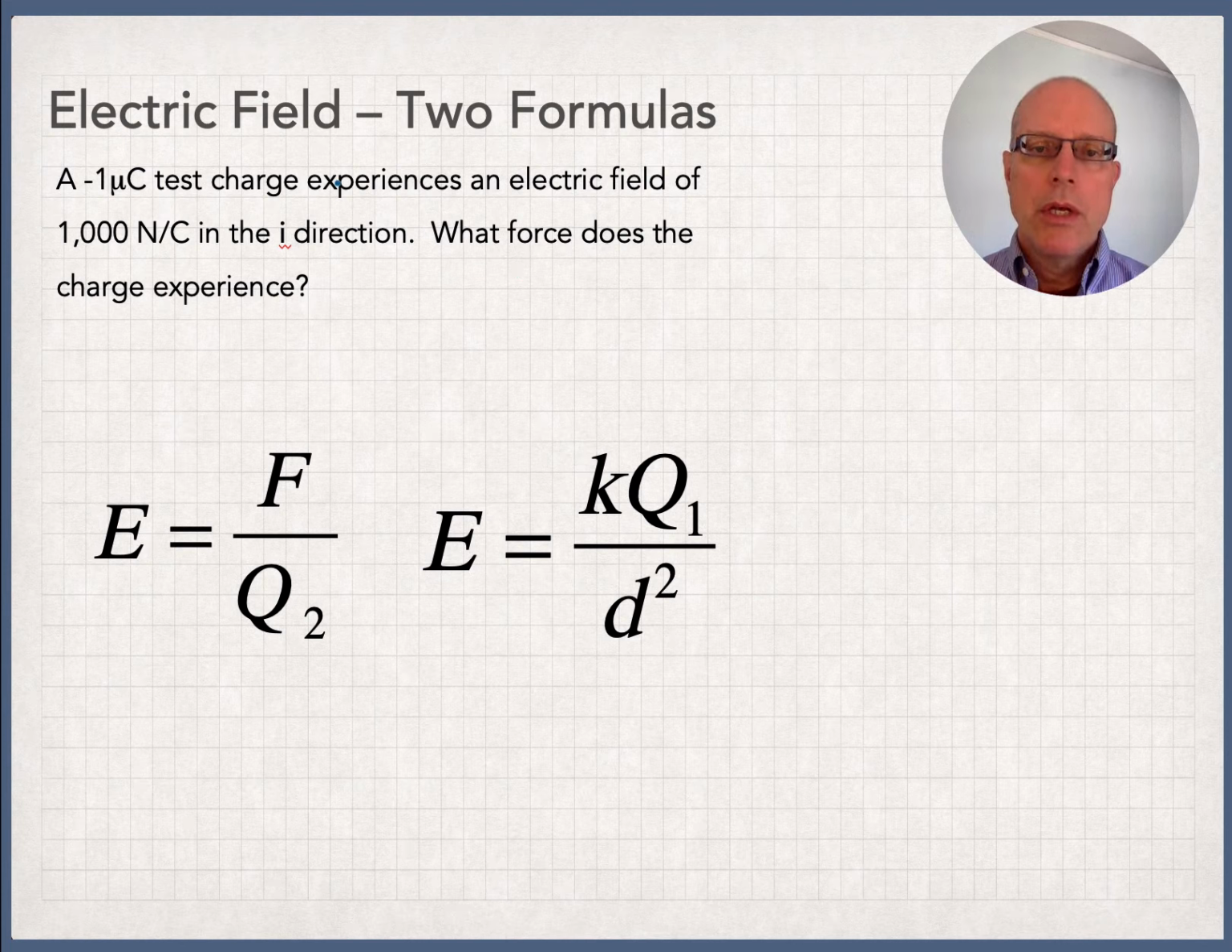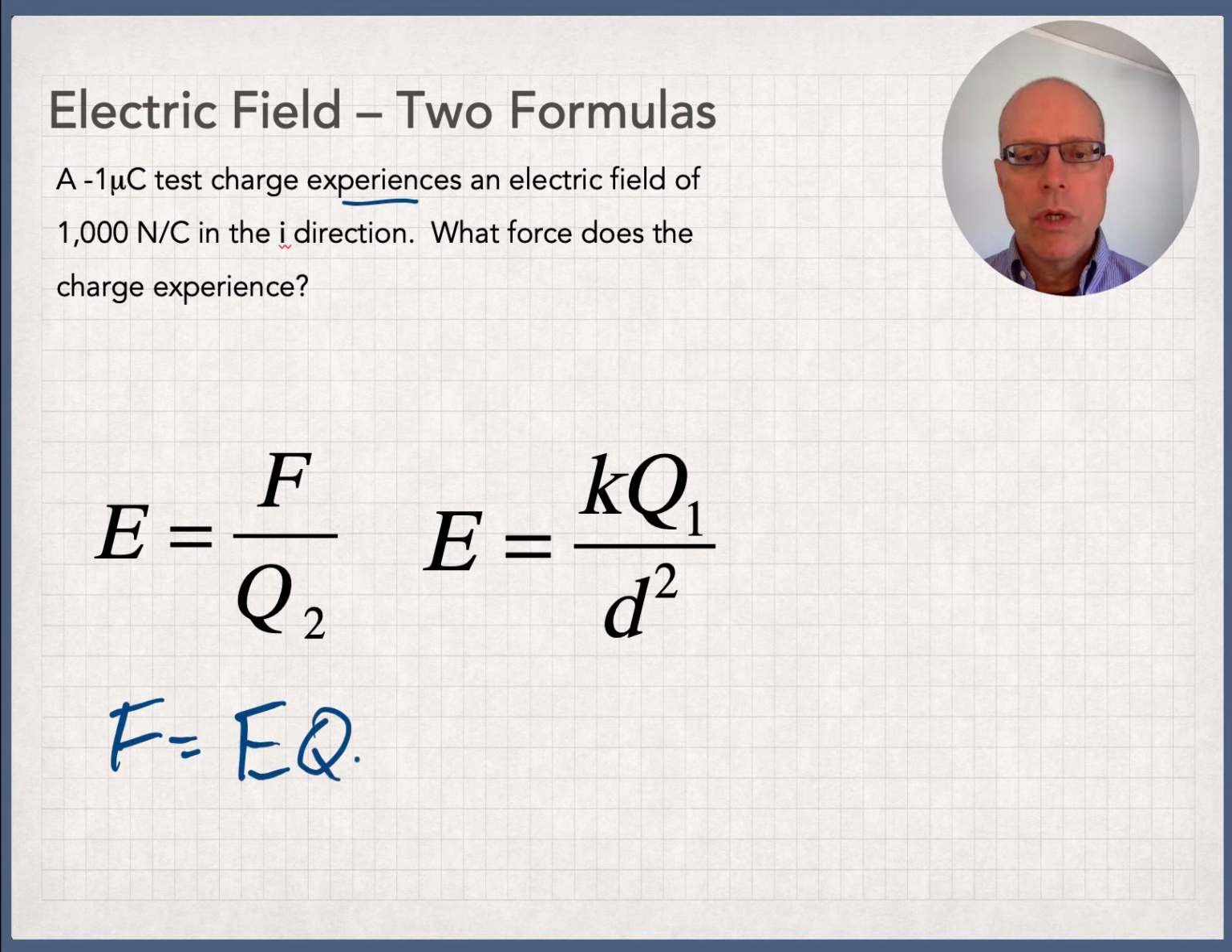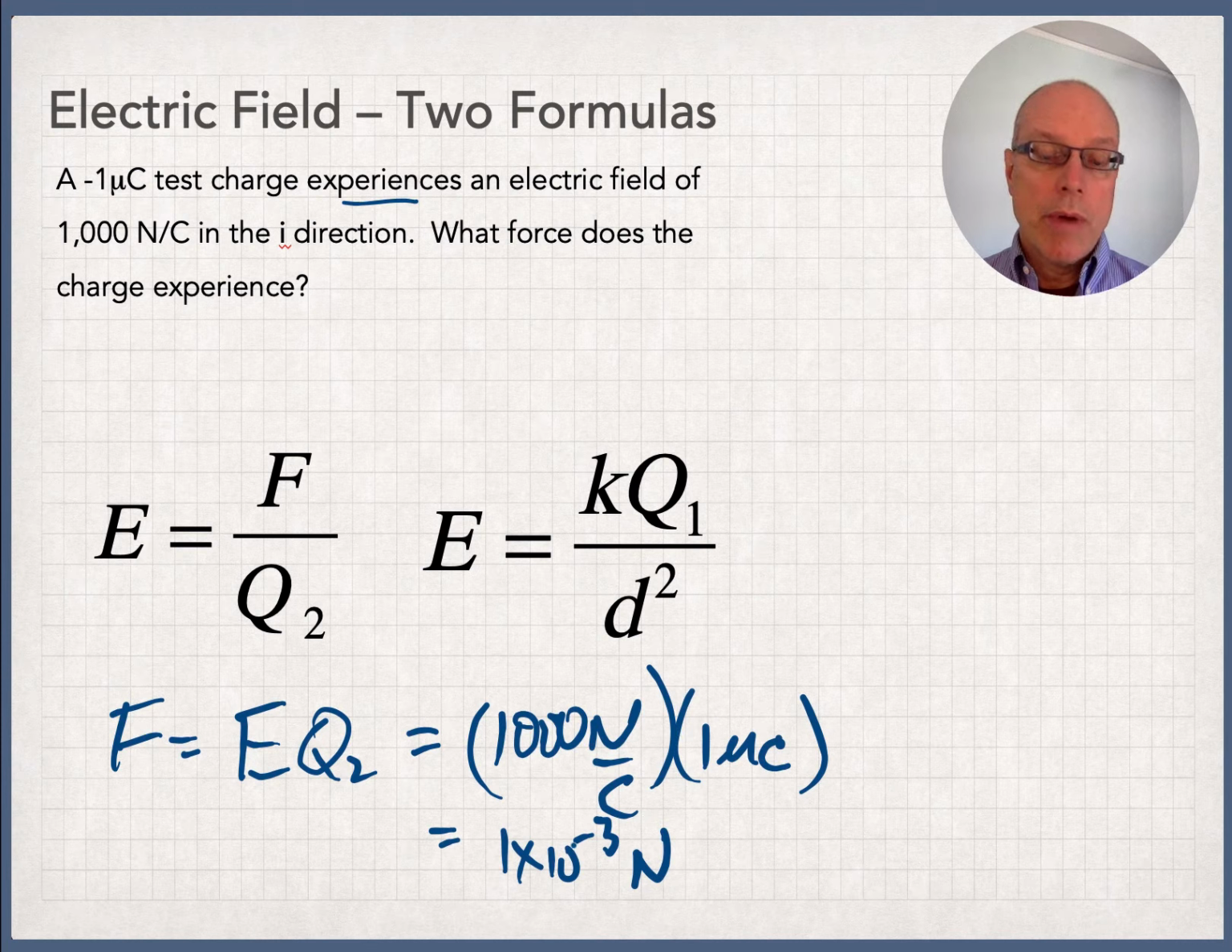First things first. You see the word experience? That to me means he's a Q2. They didn't give us a Q1. They gave us a Q2. And what I'm going to do is go ahead and solve this thing. They're asking us for the force, so we can take our first formula and just solve it. So electric field times Q2 is going to give us the force, and that's easy enough. So electric field is 1,000 newtons per coulomb, and we're going to go ahead and plug in our 1 microcoulomb test charge, and what this turns out to be looks like 1 millinewton, or 1 times 10 to the minus 3 newtons.